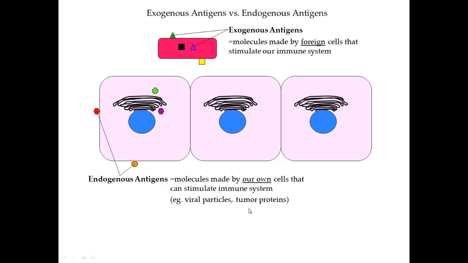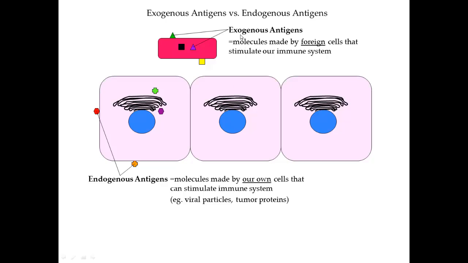Another example are tumor proteins. Tumor proteins occur when there's something awry in the cell cycle. And maybe the cell cycle starts running really fast and starts producing these wonky proteins, these abnormal proteins. Those tumor proteins are another example of an endogenous antigen.